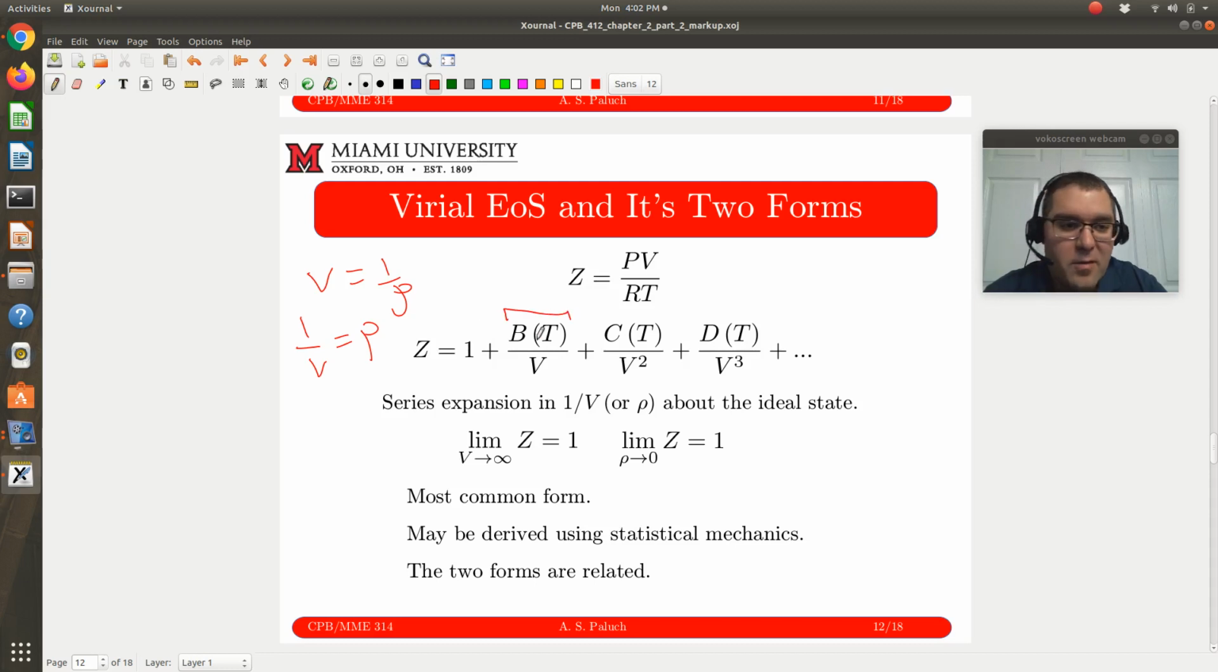Then B, we call our second virial coefficient. It's the second term in our series, and this corresponds to two-body interactions. We won't delve too much into it, but if I had a mixture of water, the total interaction energy of my system would be the sum of these pairwise interactions, water interacting with one other water molecule.